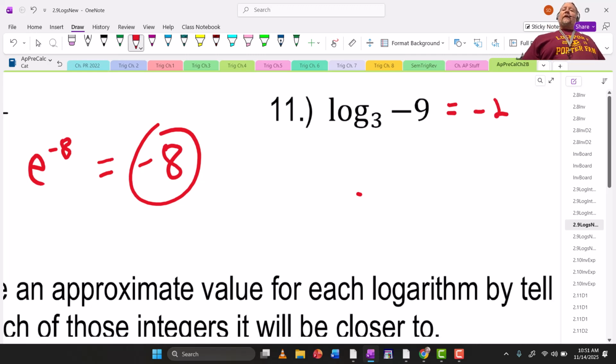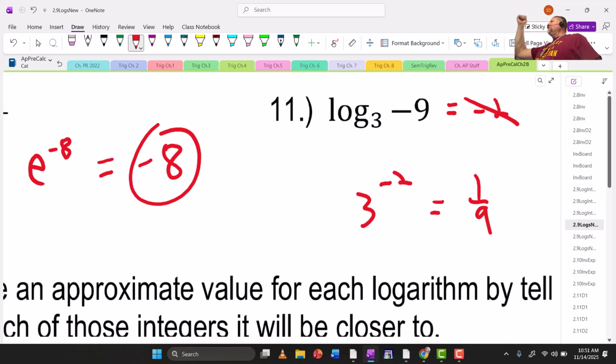But what's 3 to the negative second, everyone? 1/9. So that's a false. So what can I raise 3 to in order to get it to be a negative 9? Is there anything? Could I ever have that happen?